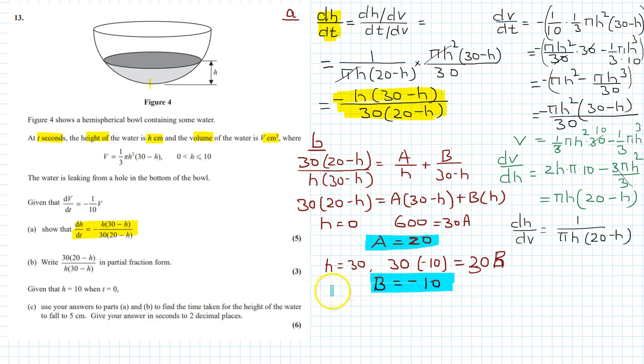So this equation will become 30(20 minus h) over h(30 minus h) is equal to 20 over h minus 10 over 30 minus h. So these are the partial fractions.